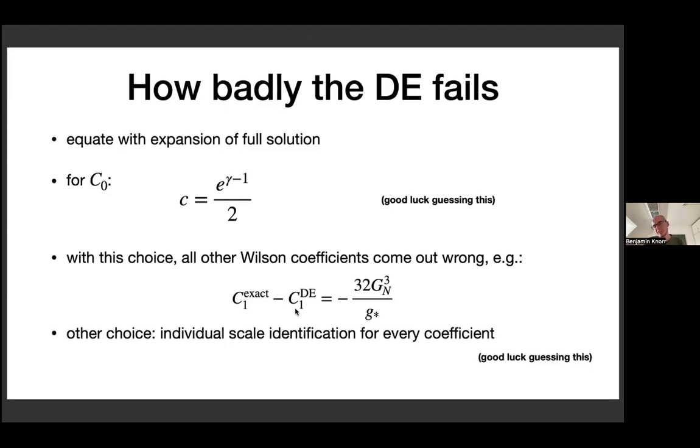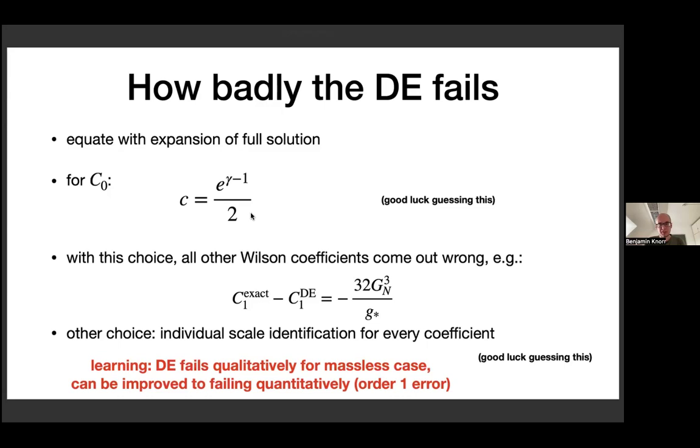Now the only other choice that came to my mind would be to set an individual scale identification for each of these coefficients. That works if you know all these values of C, but once again, good luck guessing this. At least I didn't find any reasonable way to fix this. But the learning for me here, to summarize, is that if you do not do the subtraction, the derivative expansion fails qualitatively because you get 1 over k divergences. You can subtract those to only be left with the logarithms.